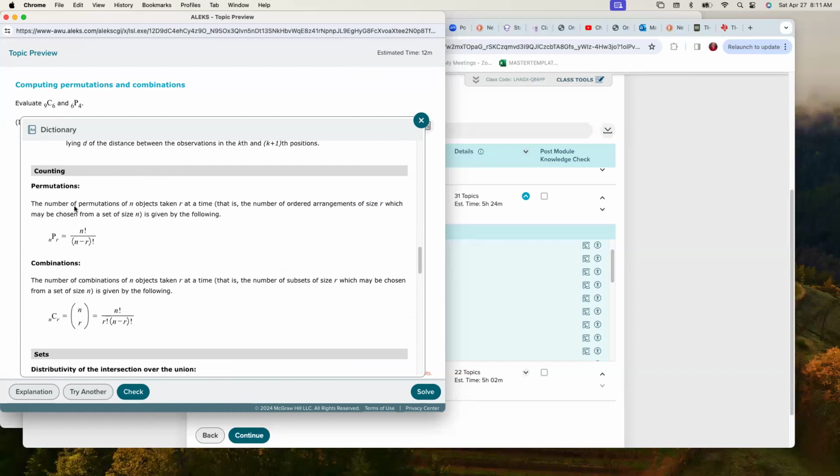So, the number of permutations of n objects taking r at a time, that is the number of ordered arrangements, where order is important, okay? We can use this formula. So in other words, if we had 10 people running a race and we want to know how many different ways 3 people can finish first, second, and third, order is important. Then we would have a 10 here and a 3 over here.